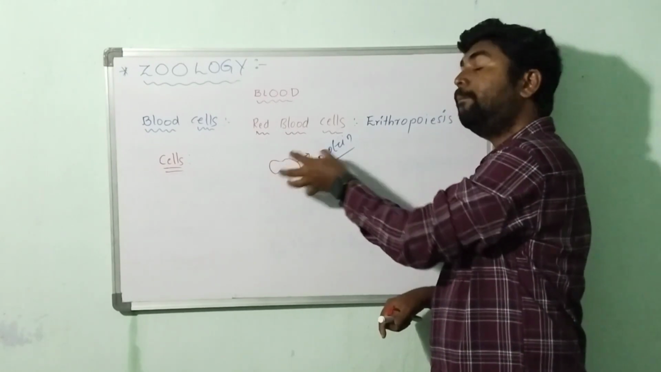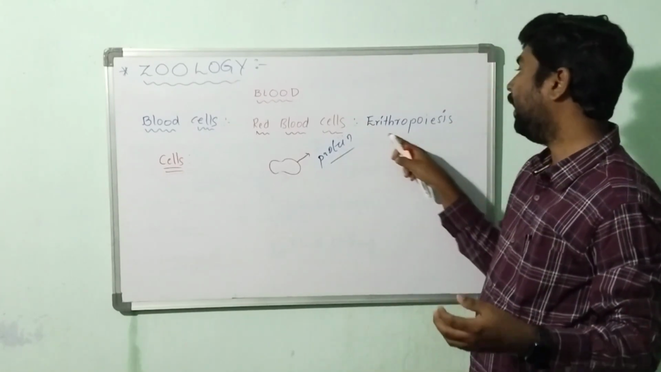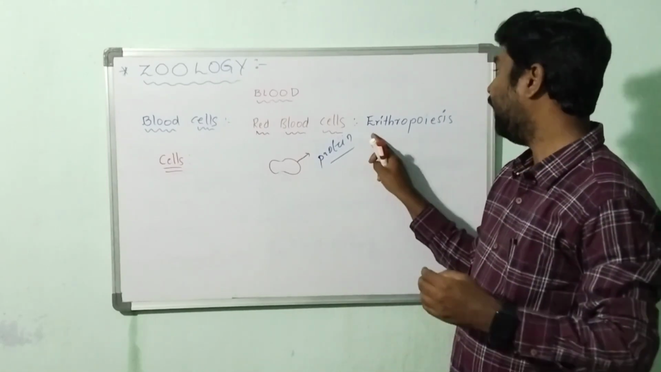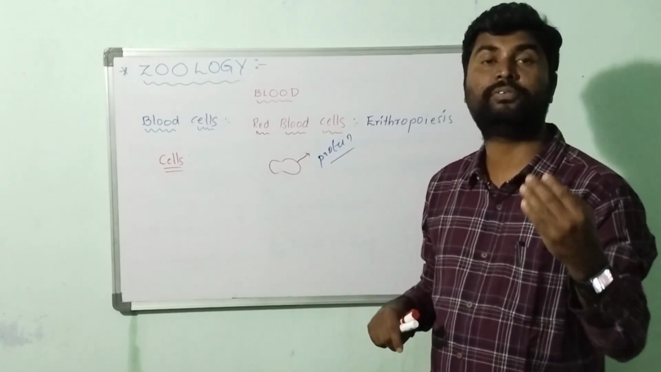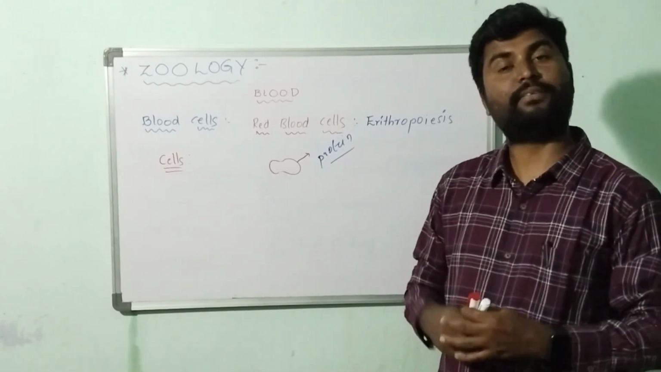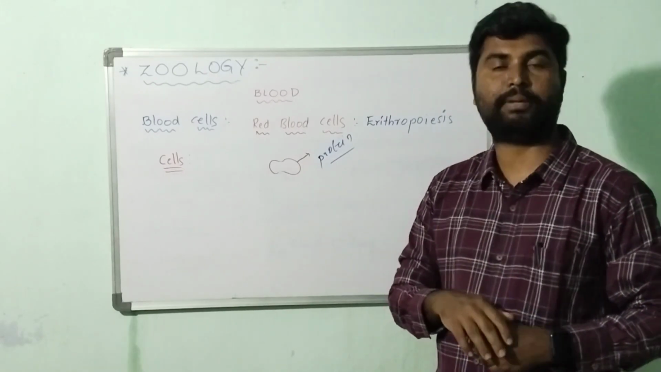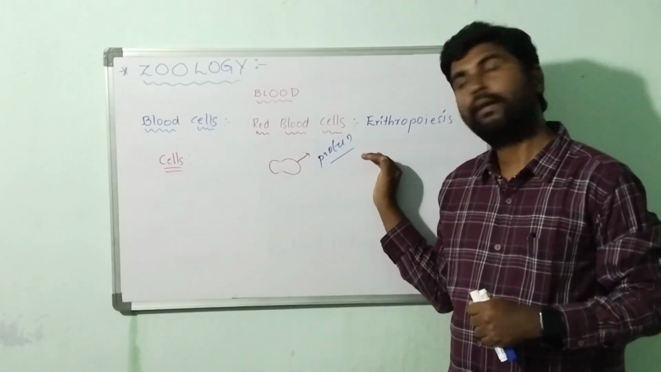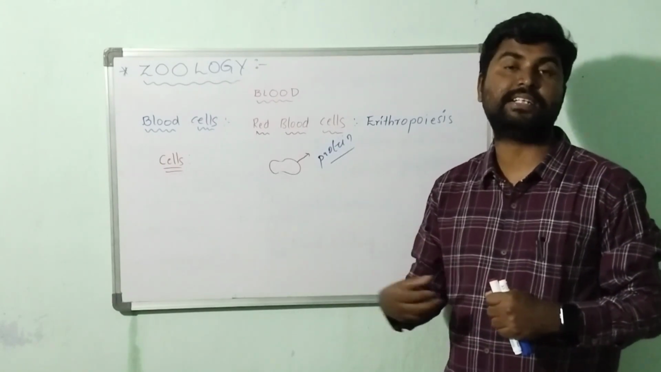The origin of red blood cells we call erythropoiesis, which means the production of red blood cells. Coming to erythropoiesis, the formation of blood, there is a NEET MCQ question on this. About the formation of red blood cells, where will the red blood cells come from?